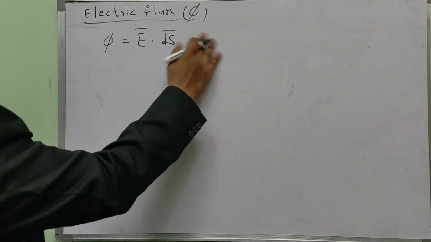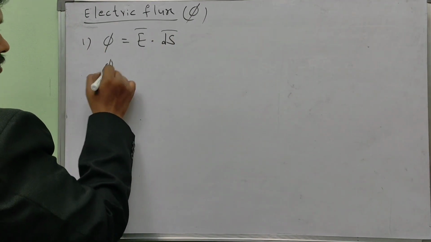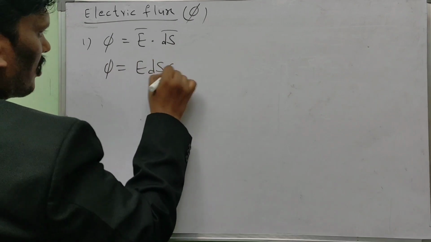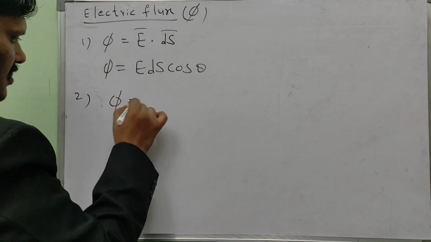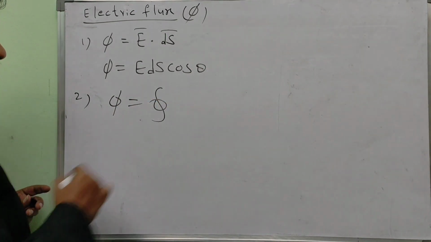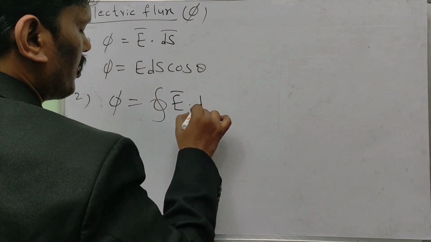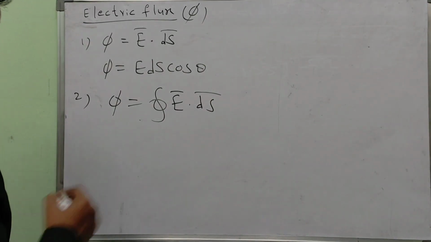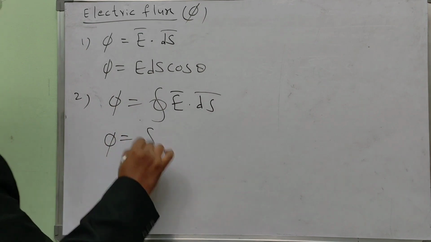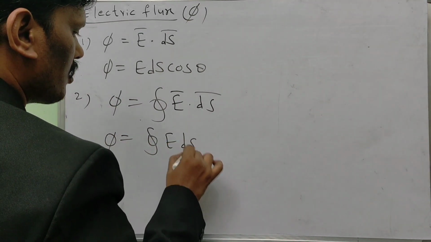That's why it is also written as E ds cos theta. For a closed surface, what is the flux? The integral of E bar dot ds bar. So it can also be written as E ds cos theta.